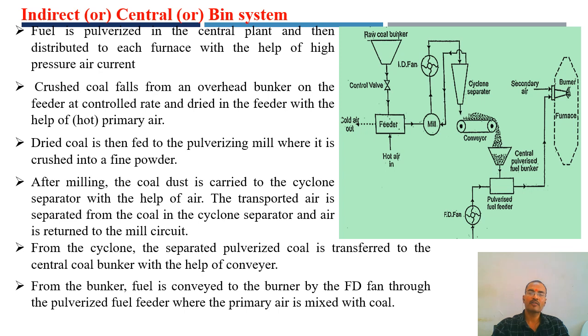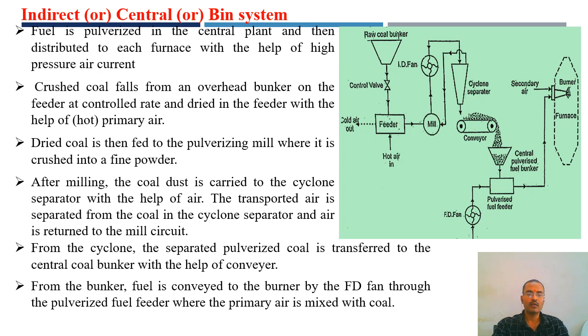Indirect or central bin system. Fuel is pulverized in the central plant and then distributed to each furnace with the help of a high pressure air current. Crushed coal falls from an overhead bunker onto the feeder at a controlled rate and is dried in the feeder with the help of primary air. Dried coal is then fed to the pulverizing mill where it is crushed into a fine powder.